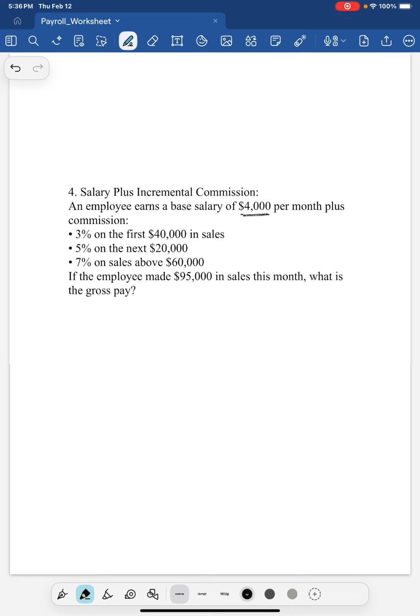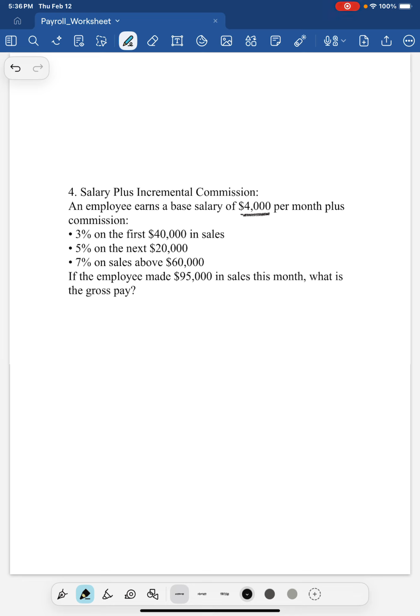So this person has a base salary of $4,000 a month. That means they make $4,000 a month because they showed up at work. That's given. That's assumed. They're always going to make that. Their commission comes on top of that, okay? And they have sort of a stacked commission rate. They make more commission the higher their sales are, okay?